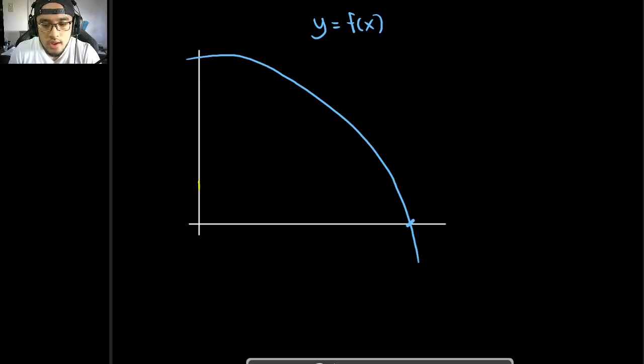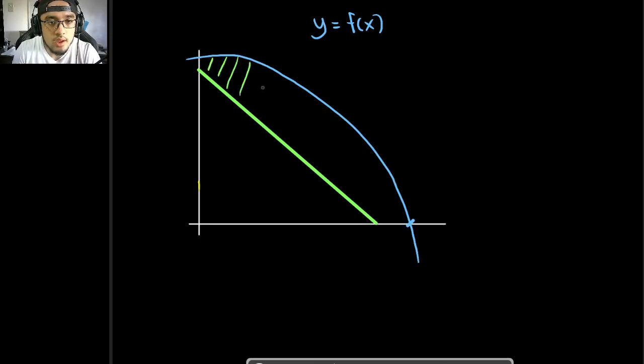Okay, but what if we are to introduce another line here? So let's say that that line is this line right here. And what if the area that you want to solve for is this area right here? So let's say that you want to get this area right here. So how can we solve for it?